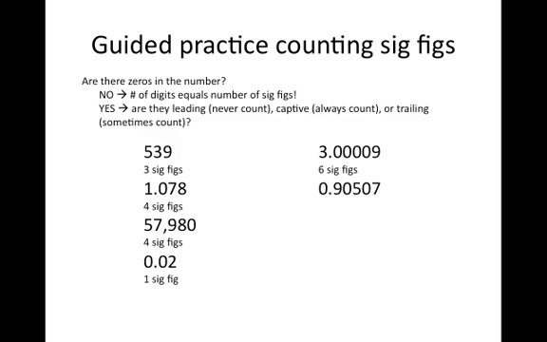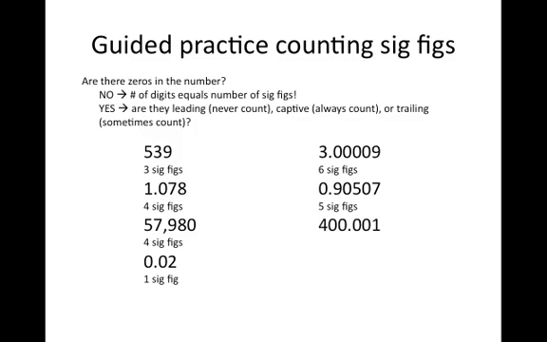This number contains 2 different types of zeros. The first 0 that comes before the decimal point is a leading 0, so it never counts. The 0 caught between the 9 and the 5 and the other 0 caught between the 5 and the 7 are captive zeros because they are stuck between non-zero digits, so they always count. Therefore, this number has 5 sig figs.